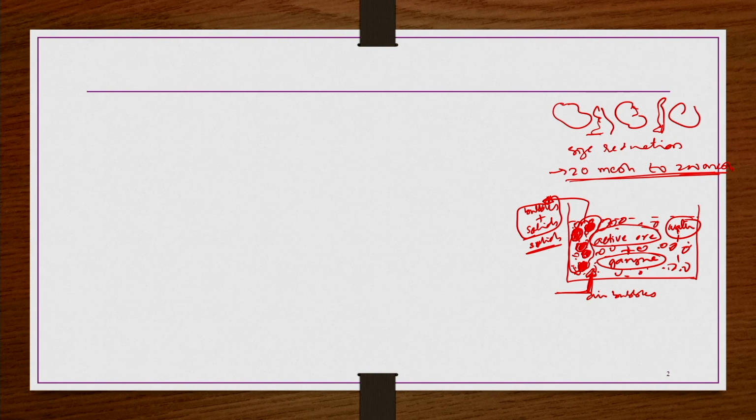But now there is gangue also in this mixture. Mud and other such material is also there. Their surface characteristics are entirely different from the surface characteristics of the solid or active mineral.